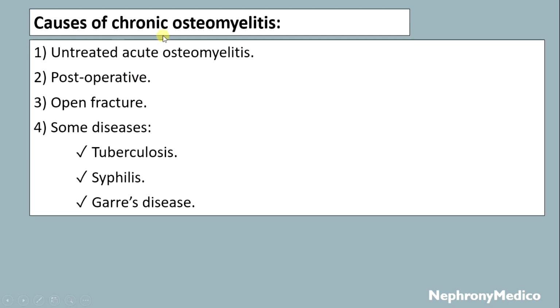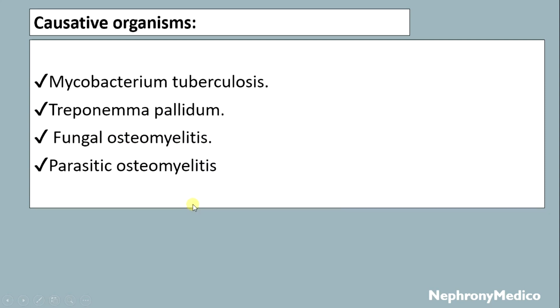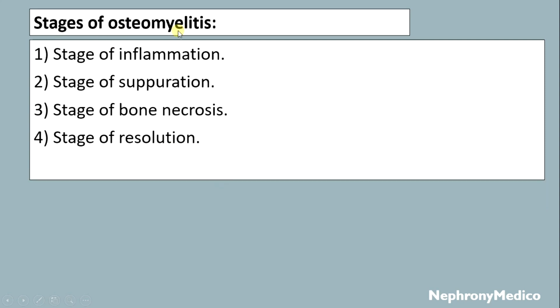Causes of chronic osteomyelitis: untreated acute osteomyelitis, post-operative, open fracture, and some diseases like tuberculosis, syphilis, and Garre's disease. Causative organisms: Mycobacterium tuberculosis, Treponema pallidum, fungal osteomyelitis, and parasitic osteomyelitis. Now, stages of osteomyelitis: stage of inflammation, stage of suppuration, stage of bone necrosis, and stage of resolution.